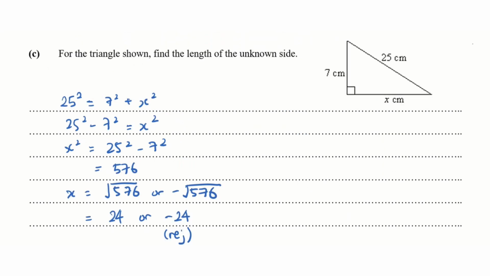Now we will take a look at part C, where we want to find the length of the unknown side for this triangle. And the unknown side refers to this x cm over here. Okay, so just like what we have been doing before, we always find the hypotenuse first, because that is the important part about Pythagoras theorem. Okay, so let me just write briefly a summary of what we have been doing. So find which is hypotenuse.